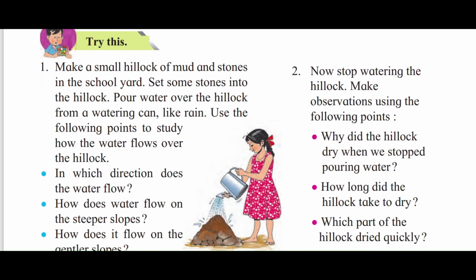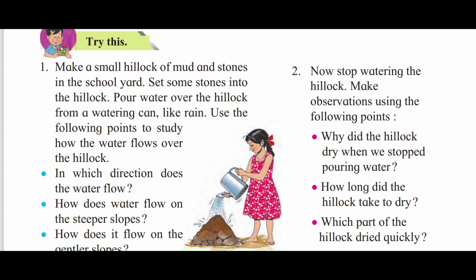Make a small hillock of mud and stones in the schoolyard. Set some stones into the hillock. Pour water over the hillock from a watering can, like rain. Use the following points to study how the water flows over the hillock.